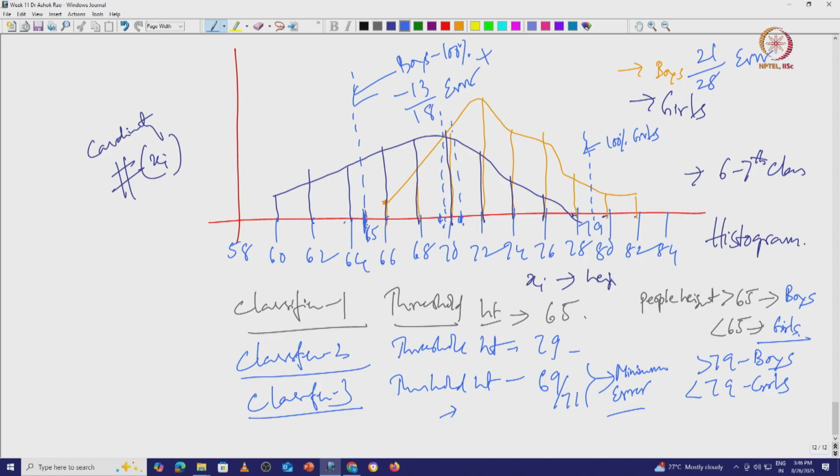errors, both some errors of boys classification and classification of girls. Both have non-zero error, but the total error for the problem is minimum. And in computing you can actually try all values and check for the minimum error point, which means given one feature with this data, the best classification is what you get here.